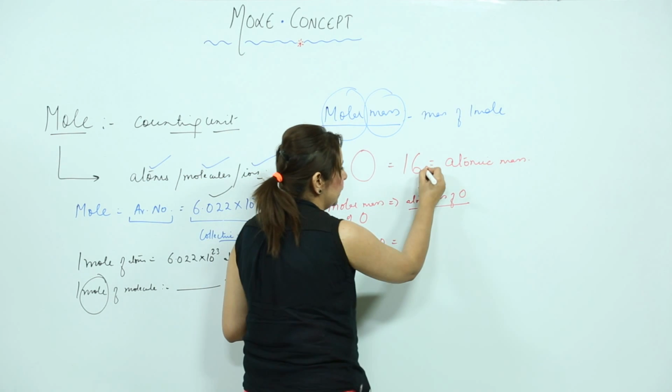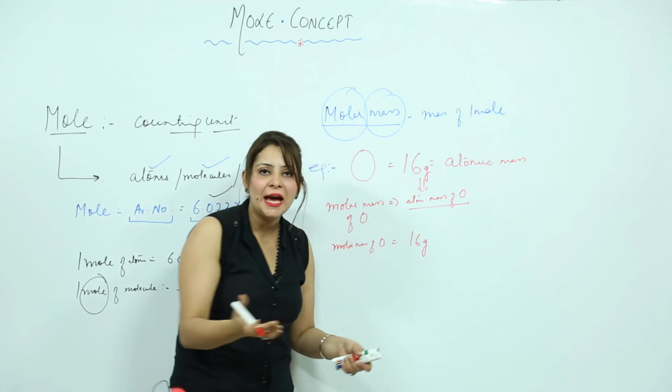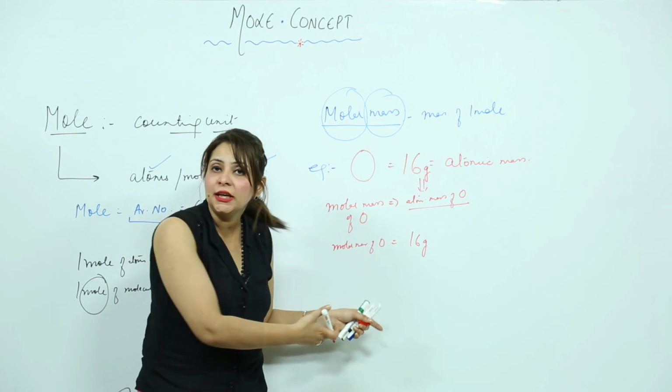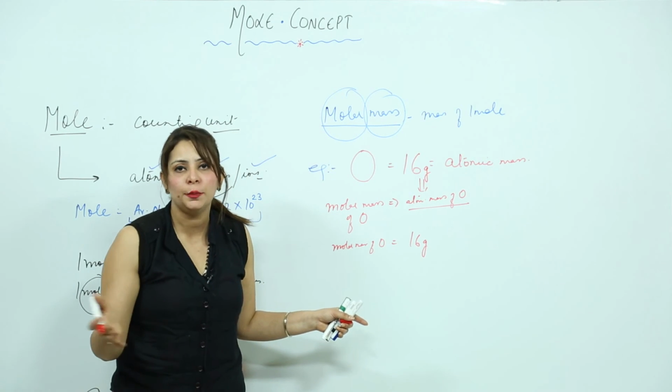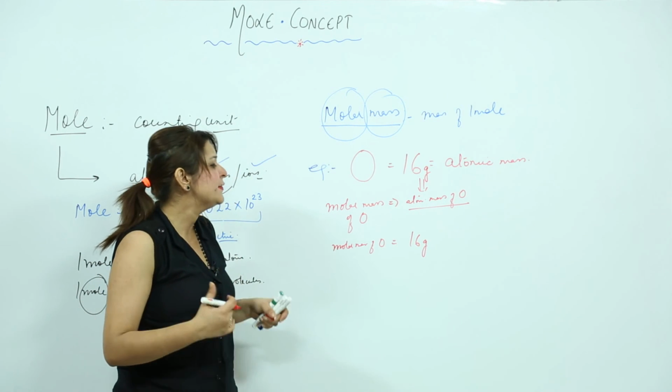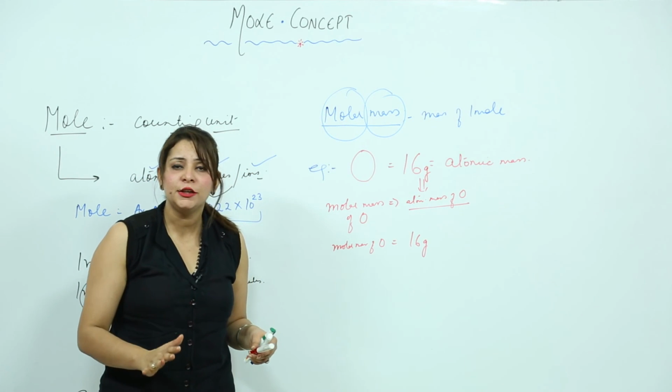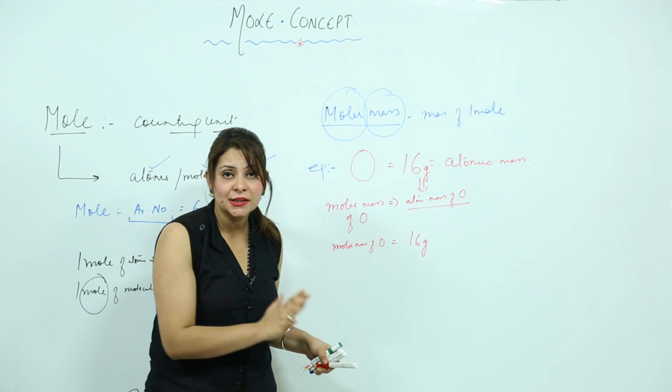If I write the unit along, it becomes gram atomic mass, right? Because we can take atomic mass in different units. Here I am taking it in grams, so it becomes gram atomic mass. So if somebody asks me the molar mass of oxygen, it is equal to the atomic mass, that means it is 16 grams, right?